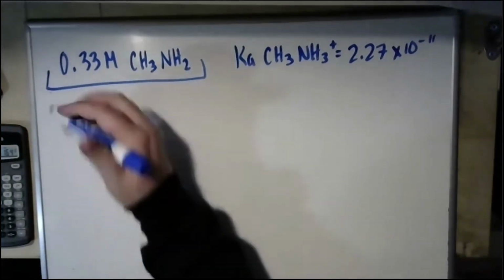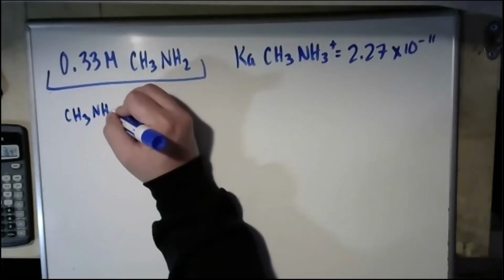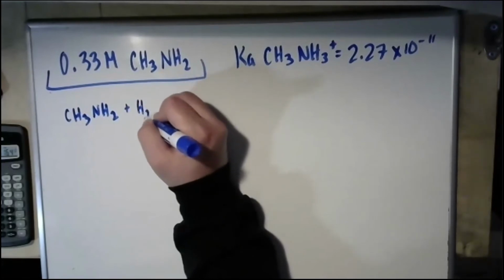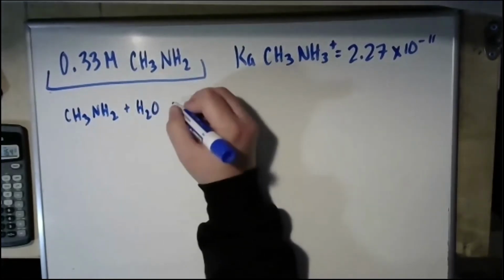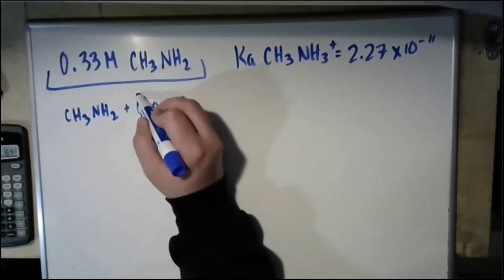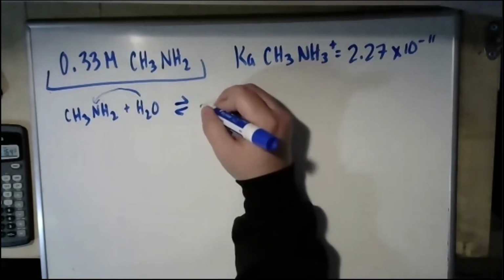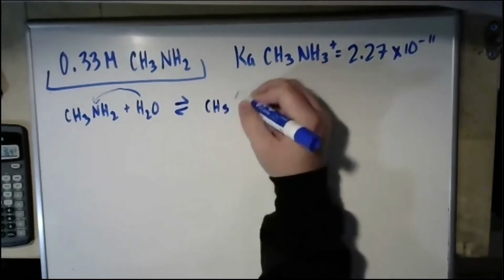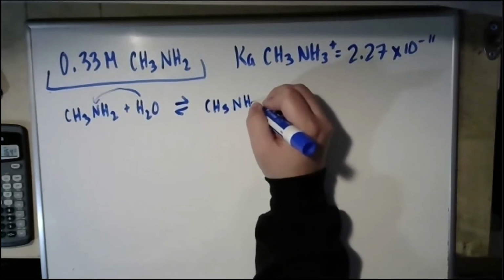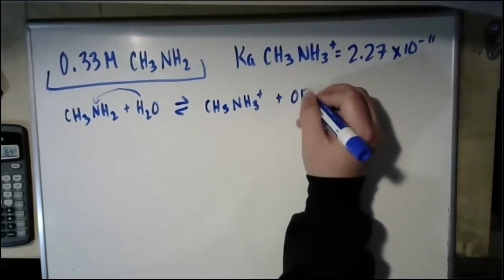Okay, so let's take the methylamine. Add some water. And we see that one of these hydrogens is going to attach itself to the nitrogen there and form CH3NH3 plus, and it's going to leave behind a hydroxide ion.